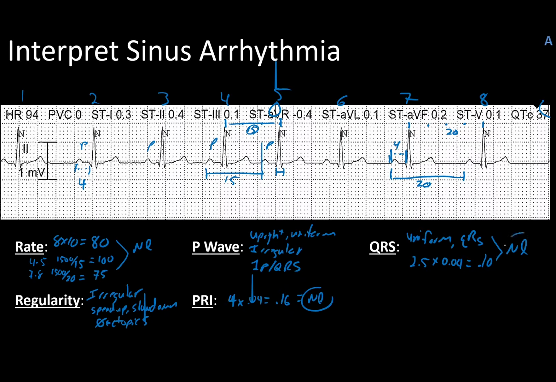That's normal as well. So the only thing that's out of sorts with this is the fact that it's irregular. Otherwise, it's a perfectly normal sinus rhythm. And that's why we wind up with the name sinus arrhythmia, the speeding up and slowing down. If I wanted to do one more check on everything, I would do the measurements between 1 and 2 just to confirm if I really needed to.